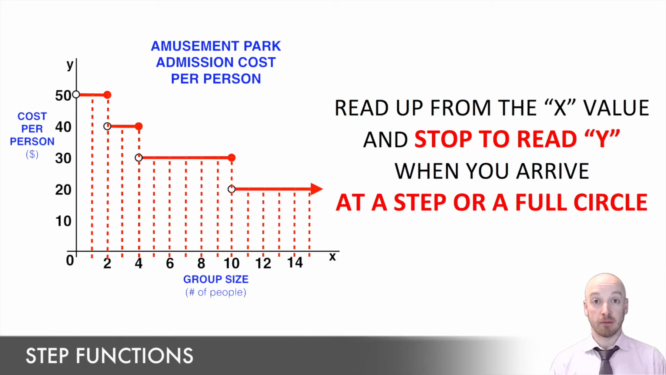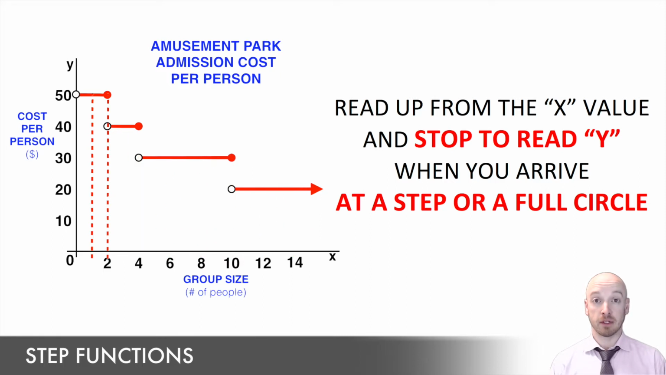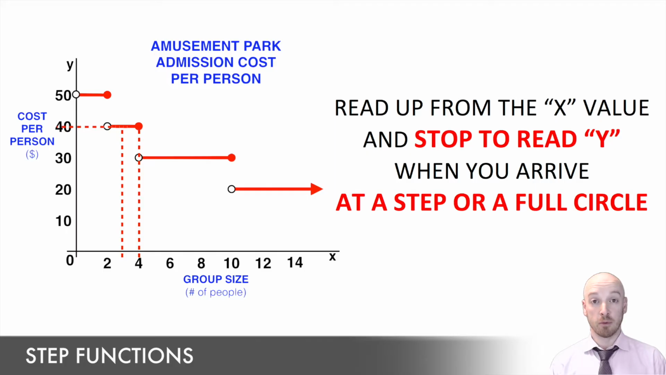So this first step from 0 to 2, because I have that empty circle at 0, the first step really represents a group size of only 1 or 2 people paying $50 each. And my next step, notice that it starts at 2, but it starts with an open circle. So if I was reading the price for 2 people, I would pass right through that open circle and go up to the $50 amount. So the second step, even though it looks like it ranges from 2 to 4 people, actually only includes the admission price per person if I had a group size of 3 or 4 people. 2 is not included in this step because of the open circle.